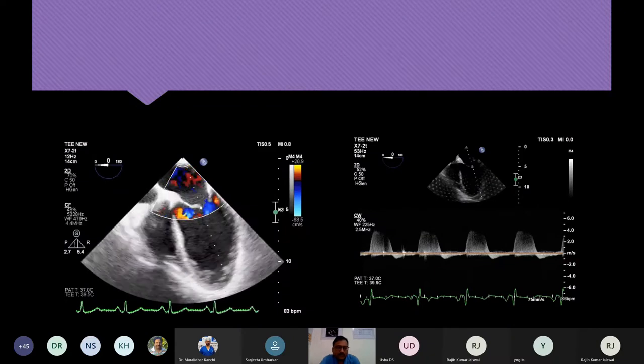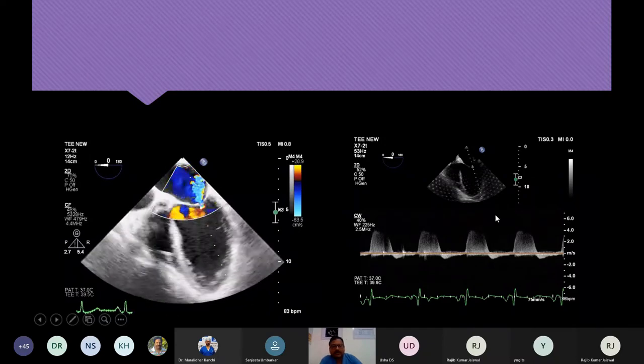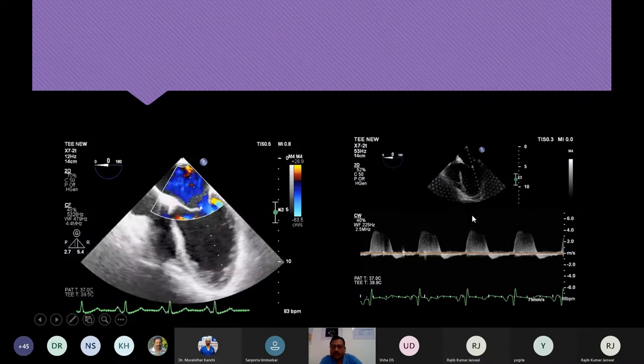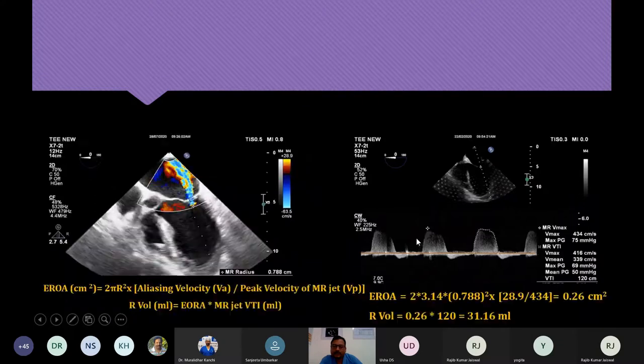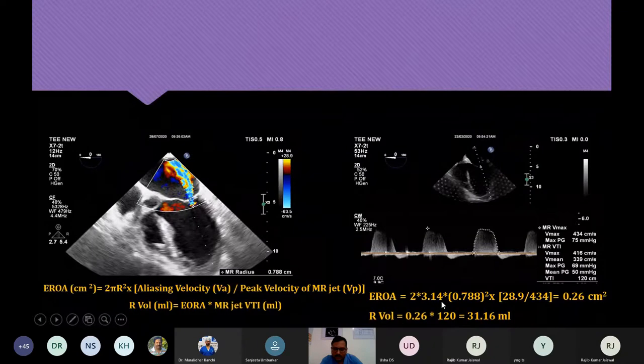Let us consider this example. This is one of our patients where there is a central jet, more of a central variety, and we have shifted the baseline up to get a proper hemisphere of the PISA, and then we have put a continuous wave Doppler. We are measuring the same here. We are seeing the MR radius of 0.788, and we have an MR Vmax of 434, and effective regurgitant orifice area is given by this calculation as 0.26 centimeter squared. So coming into a moderate category.